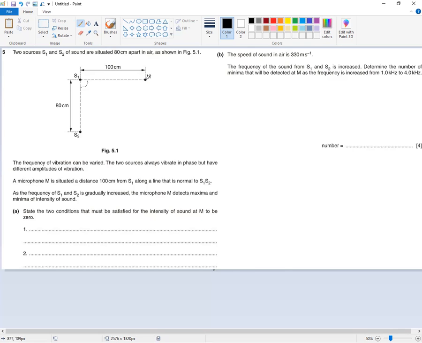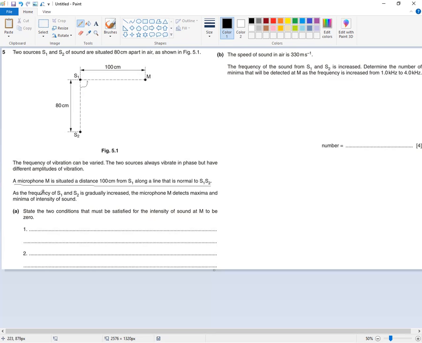This is where the microphone is held. Sir, what tells us that they are at 90 degree? Read this sentence. Oh, normal. Yes. Okay, sir. So S1M is at 90 degree with S1 S2. মানে এটা একটা perfectly 90 degree angle.